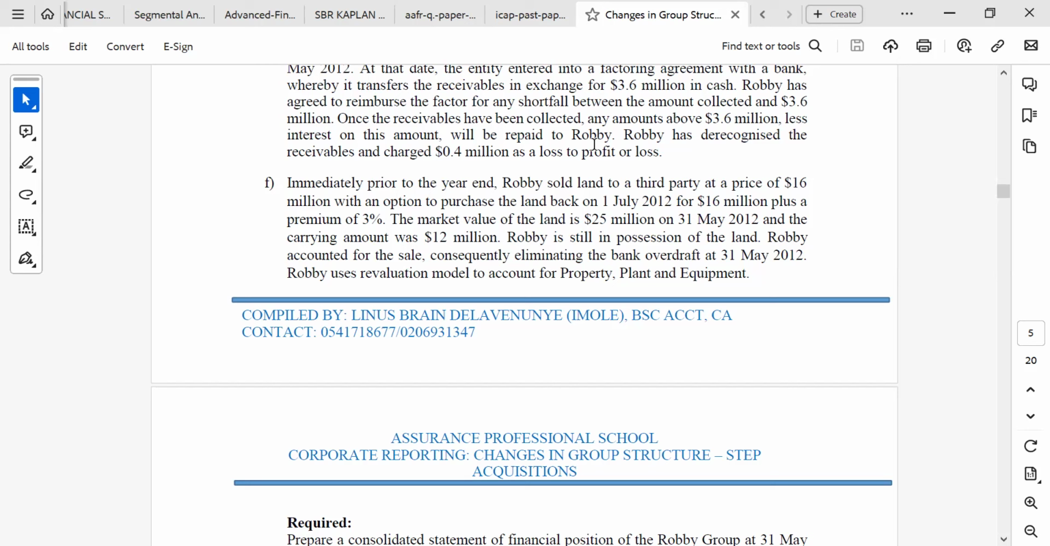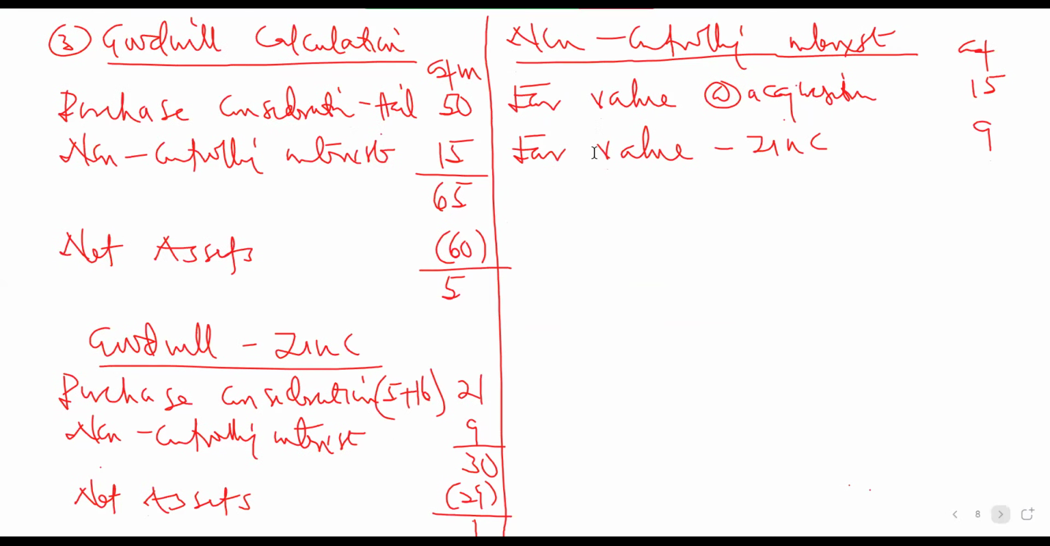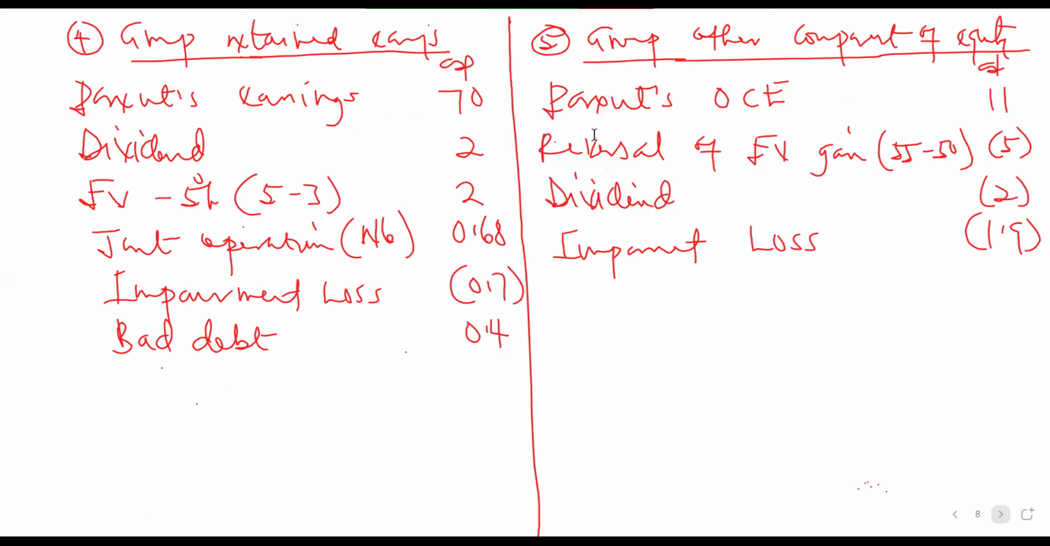4 million. Okay, that profit should not be recognized. The profit will be sent to retained earnings, isn't it? Okay, so the profit on disposal should be reversed. So it was an income added, so we are now reversing it. We have to subtract it.